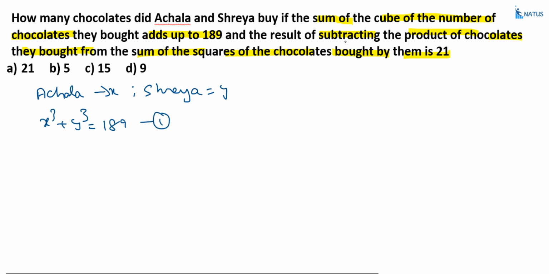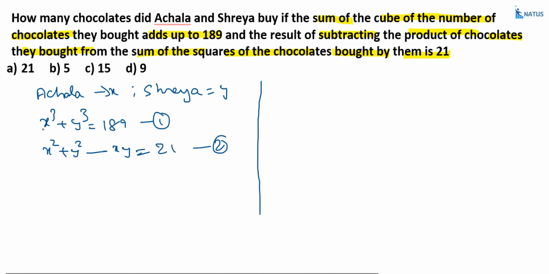What is the second one? Subtract the product of the chocolates, that is xy, from the sum of the squares, that is x square plus y square minus xy. Why? Because subtracting the product of the chocolates xy is equal to 21, and this is the second equation. If you solve these two equations, then you will get the values of x and y. But it is a little bit complicated. Why? Because this is a quadratic equation, and what about this one? Power is equal to 3. Okay, so better to go through the options.